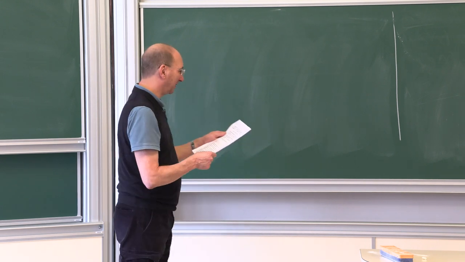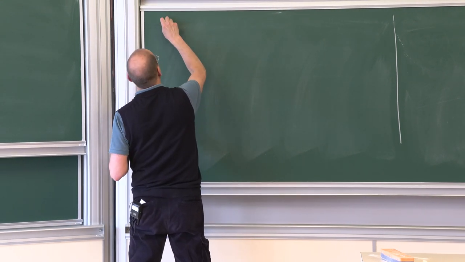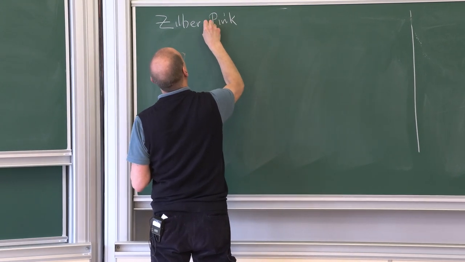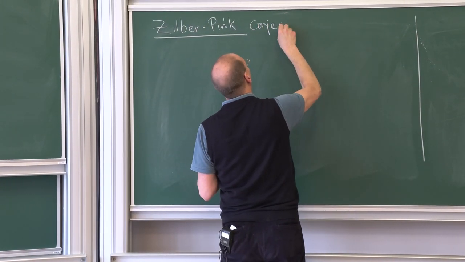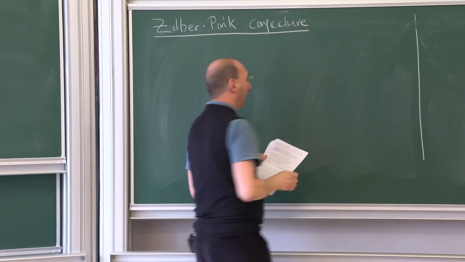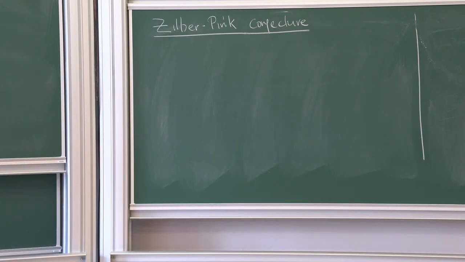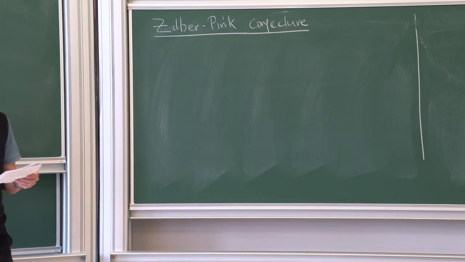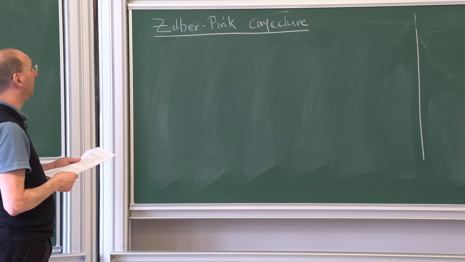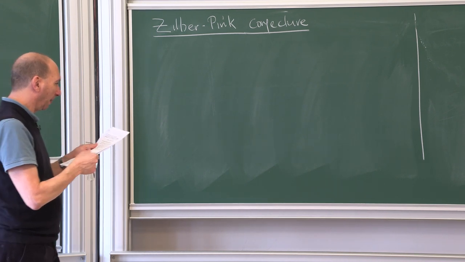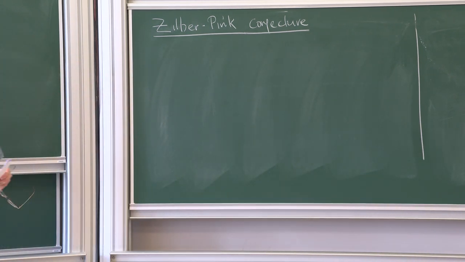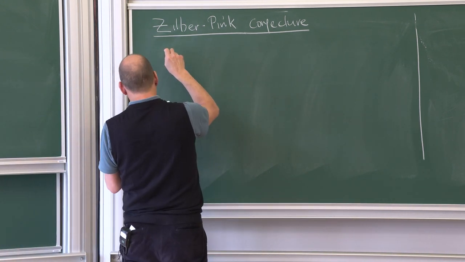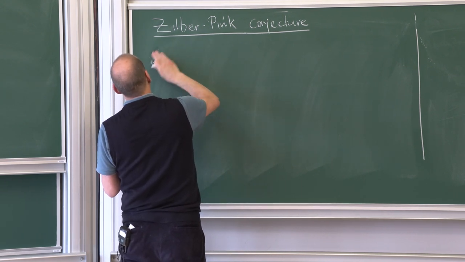Okay, so let's resume. So I can now state this Zilber-Pink conjecture, which was formulated independently by three people or groups of people: by Zilber, by Bombieri, Masser, and Zannier, and by Pink. So Zilber did it first, and Pink did it in the most general way, so it ended up being called Zilber-Pink. And it depends on the notion of an atypical intersection.